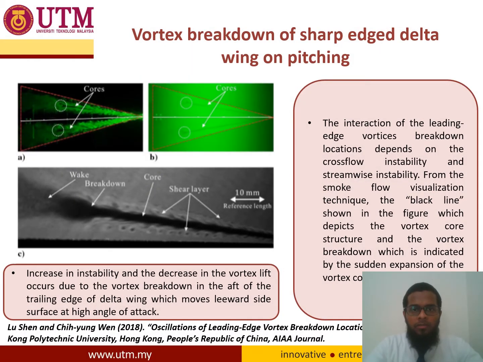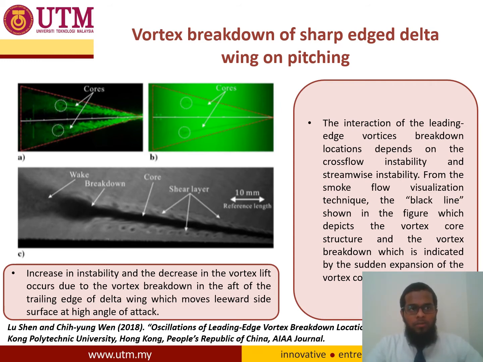In the continuation of the vortex breakdown slide, Lu Shen and Shi Yong Wang in 2018 published a paper on vortex breakdown location. They mention that the vortex breakdown interaction depends on the cross flow instability and the streamwise instability. With the smoke flow visualization technique, as you can see, the black line is the core of the vortex, which expands at the vortex breakdown, and after that a wake is formed.